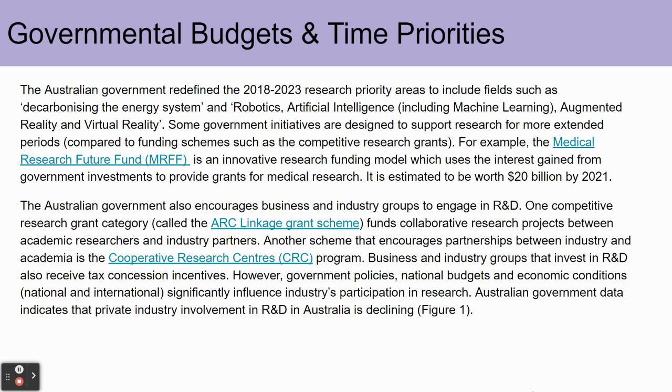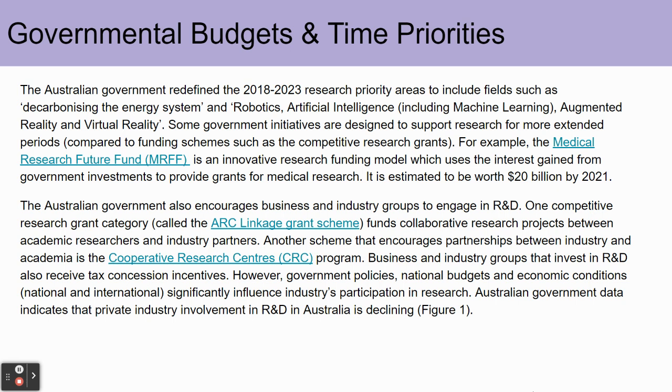and that some government initiatives are designed to support research for more extended periods. So the Medical Research Future Fund is an innovative research funding model which uses the interest gained by government investments for medical research. And the Australian government encouraged businesses and industry groups to engage in research and development. And there is the ARC Linkage Grant Scheme, which funds collaborative research projects between academics and industry. And then there's also the CRC, where business and industry groups that invest in research and development receive tax concessions.